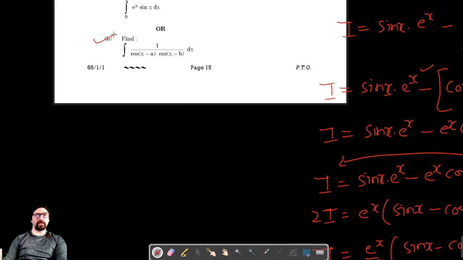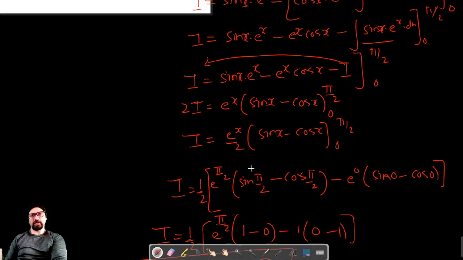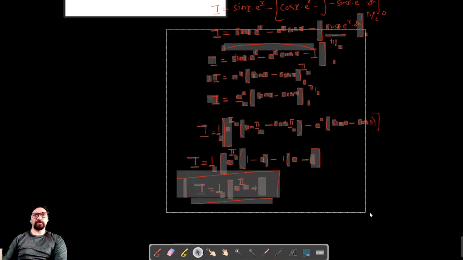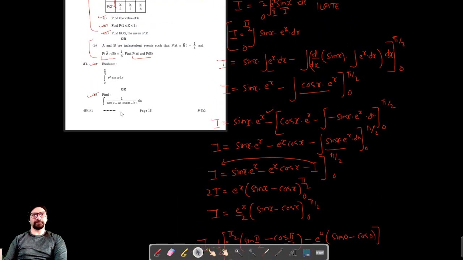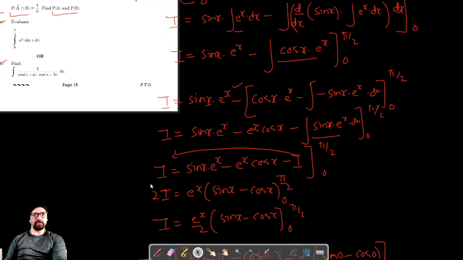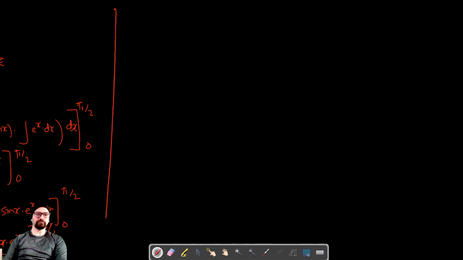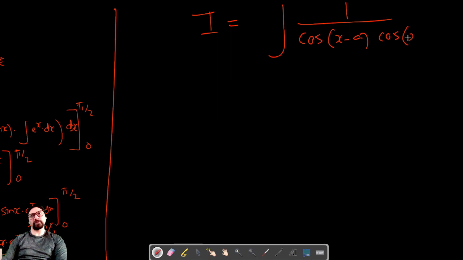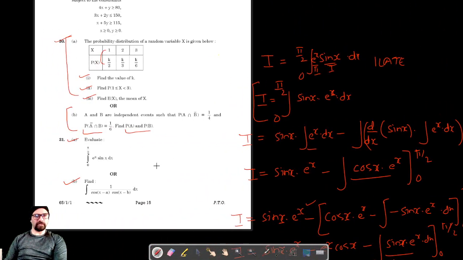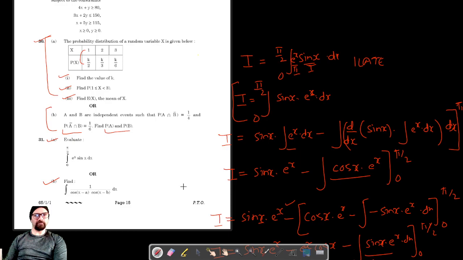Let's move on to part B. Let me solve it here. So part B is 1 upon cos of x minus a into cos of x minus b, and we have to integrate it. If you remember, this is from the NCERT textbook question. And for this, we have to multiply and divide it by sine of a minus b.